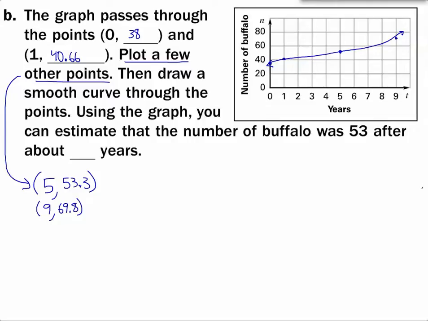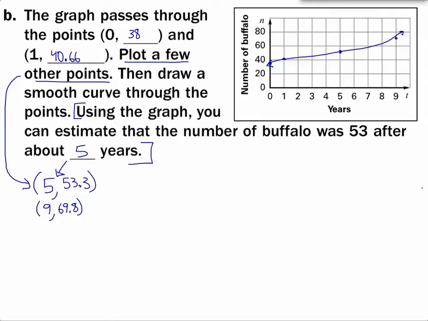But it says, using the graph, you can estimate the number of buffalo was 53 after about, and the answer is, of course, that it took 5 years, and we know that because when we plugged in 5, we got about 53 buffalo. Realistically, doing this part to find when you're going to have 53 buffalo or a certain number of something, the graph is the wrong tool for that. But hey, we made a graph. It's an exponential graph. Yay us.